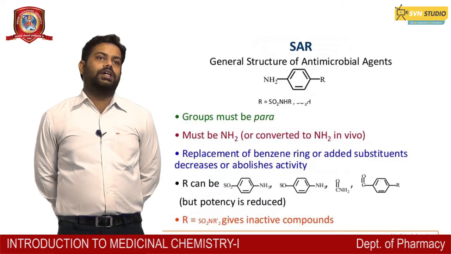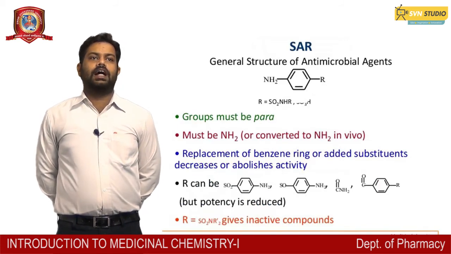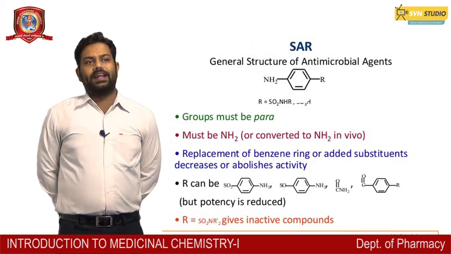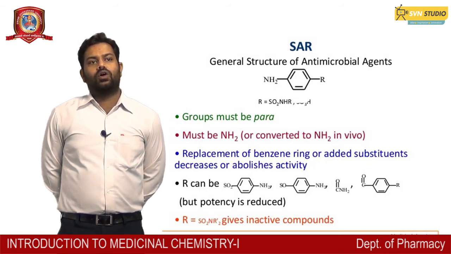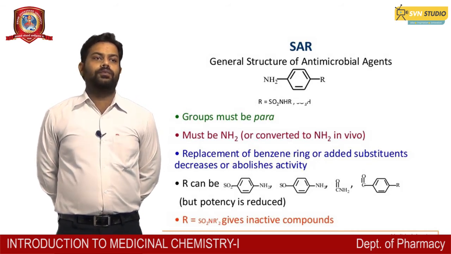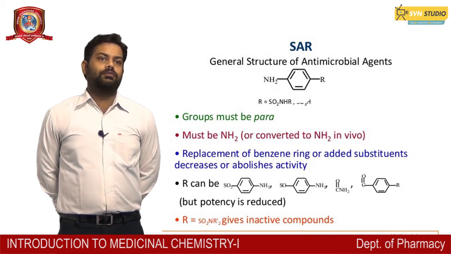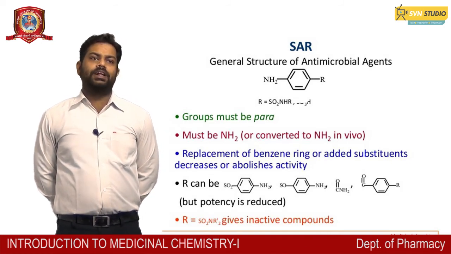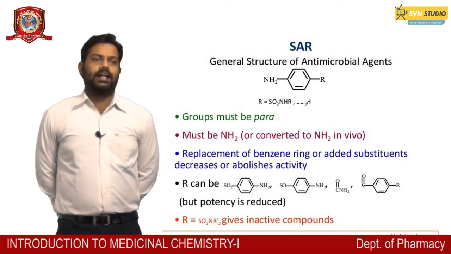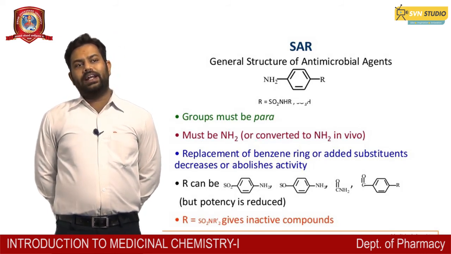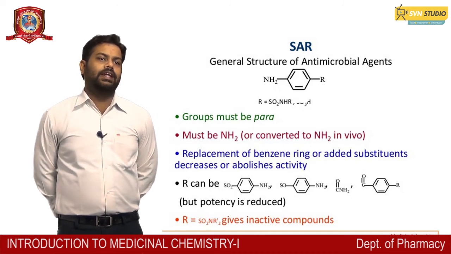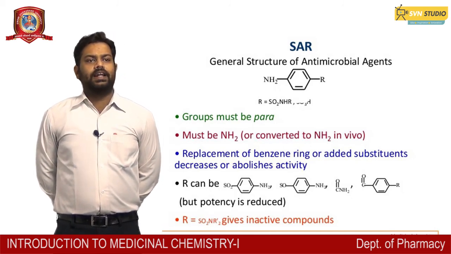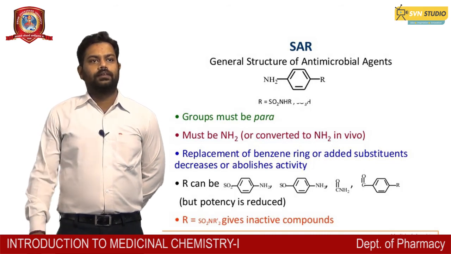SAR of the general structure of antimicrobial agents: the group must be NH2, or converted into NH2 in vivo, at the para position. Replacement of the benzene ring or added substituents decreases or abolishes the activity. R can usually be added or reduced, but its potency may be reduced. Thank you everyone.